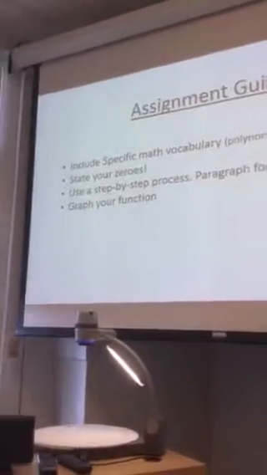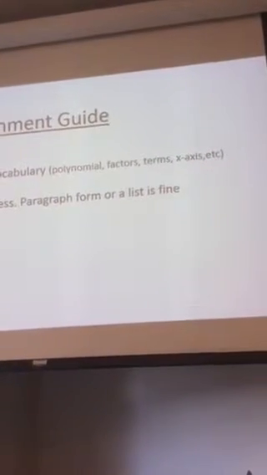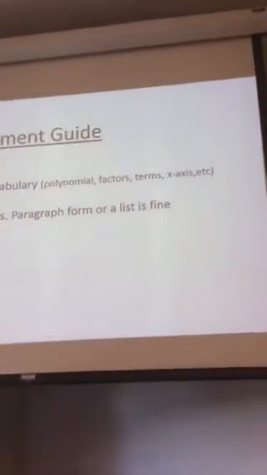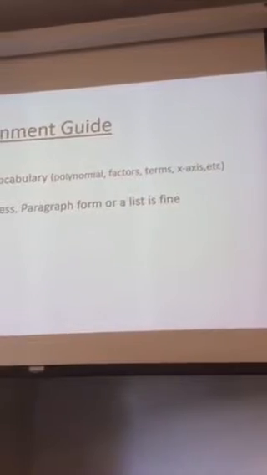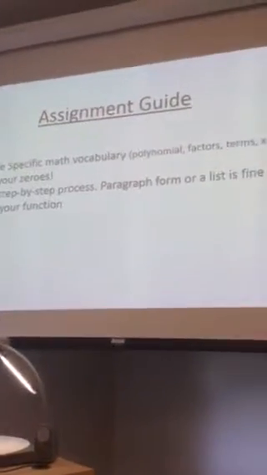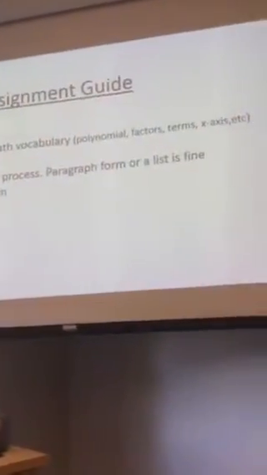So a guide to this assignment is to include specific math vocabulary. I'll project the word map that we did in the first part of class up on the screen so you can refer back to that terminology. State your zeros, so go ahead and actually factor our polynomial. And then use a step-by-step process. We saw with our examples that having explicit steps actually helped us understand what we were reading. If you are more comfortable with paragraph form, that's okay. Just make sure that your steps are clear. It says graph your function, but if you just plot the zeros on your coordinate plane, that's good enough for me. Okay, so I'll go ahead and project that.